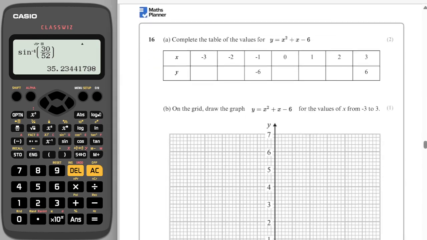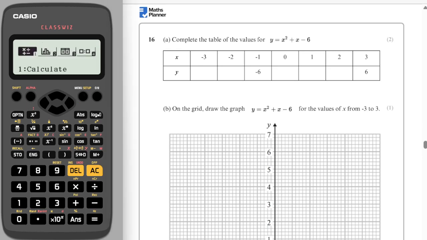Okay, question 16. Complete the table of values for Y is equal to x squared plus x minus 6. So I'm going to use the table function on my calculator. So I've got a function of x, which is another way of writing Y is equal to. So I need to write the function in, or the equation in. So alpha x squared plus x, so plus alpha x minus 6. And I want my table, I don't need the second function, I want my table to start at minus 3.